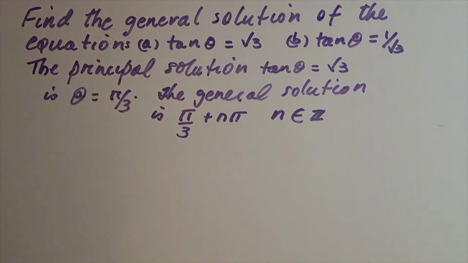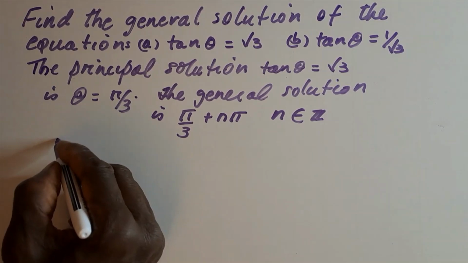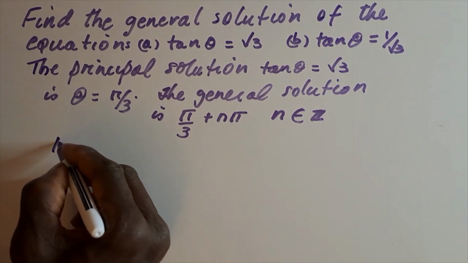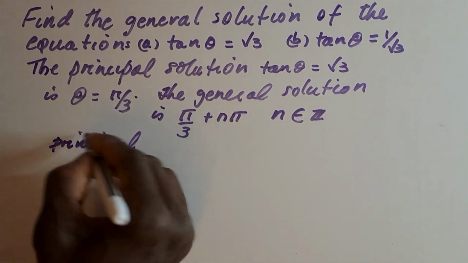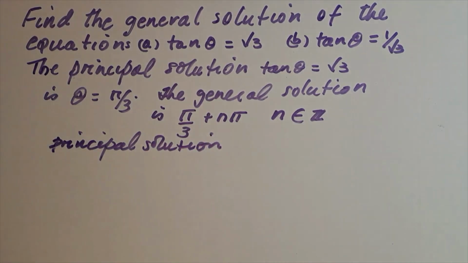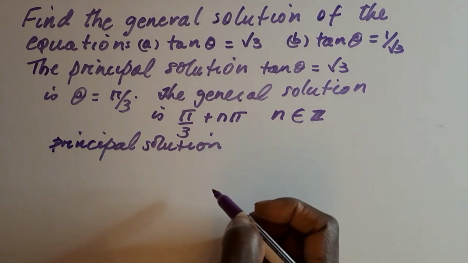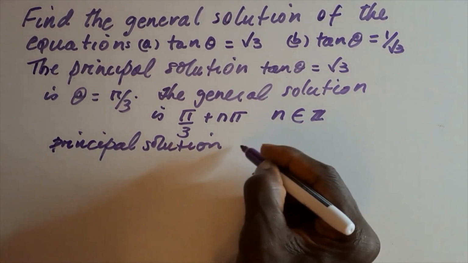Next we have tan theta is equal to 1 over root 3, or the reciprocal of root 3. The principal solution is again pi over 3. Sorry, not pi over 3, but pi over 6.